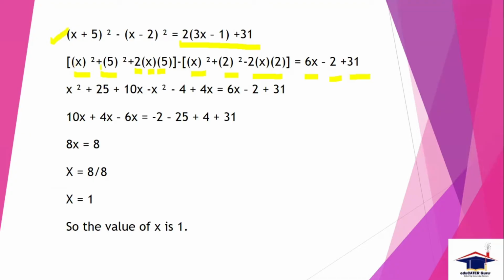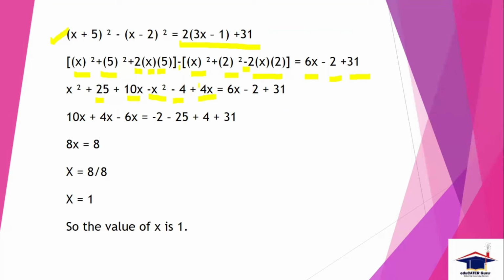So x square plus 5 5s are 25. 2 into x into 5 is 10x. Then x square, then we have to open this bracket. So minus x plus x square into minus becomes minus x square. 2 2s are 4. When you multiply with minus, it becomes minus 4. Then minus into minus becomes plus 4x is equal to 6x minus 2 plus 31.